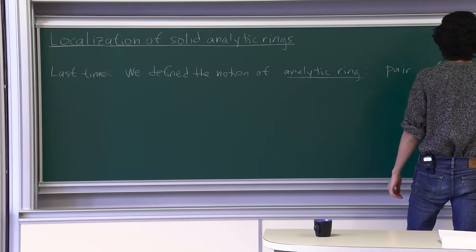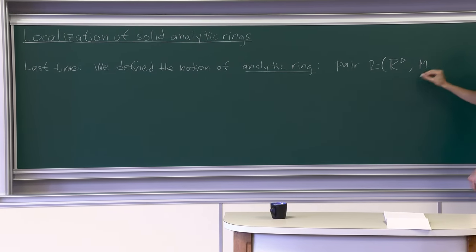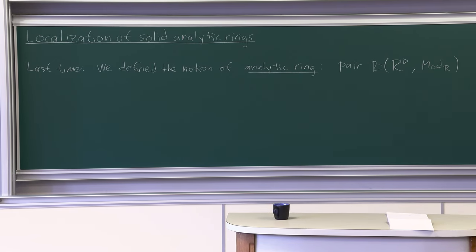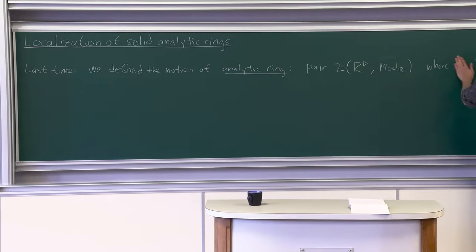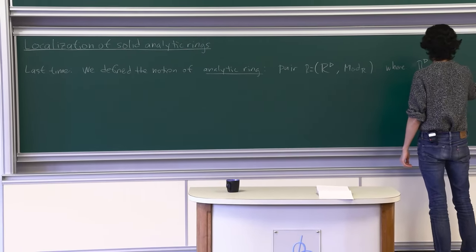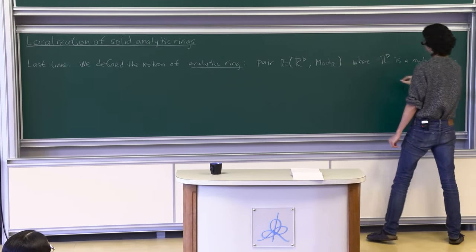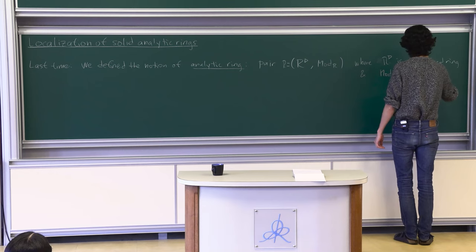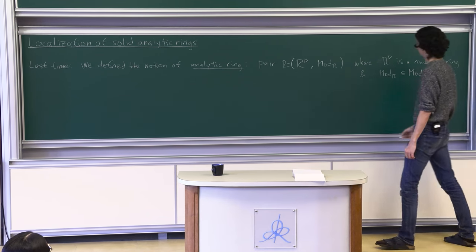R with funny triangle, and then the whole pair will be denoted just plain old R. It consists of an R with a funny triangle, and what we would want to call the category of R modules, where R triangle is a condensed ring, commutative, and Mod R is a full subcategory of Mod R triangle, by which I mean condensed R triangle modules, satisfying some closure axioms.